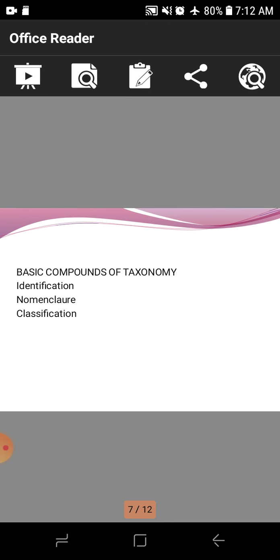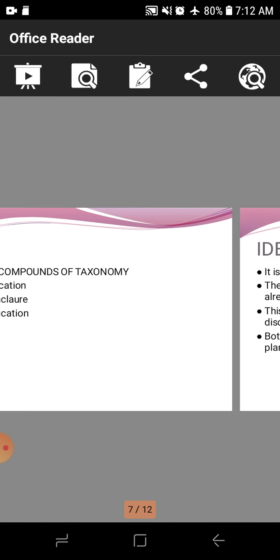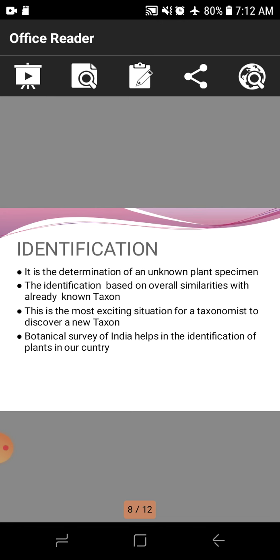Basic concepts of taxonomy. Identification, classification, and nomenclature are the basic components of taxonomy. What is identification? Identification is the determination of an unknown plant specimen. The identification is based on overall similarities and dissimilarities with an already known taxon.